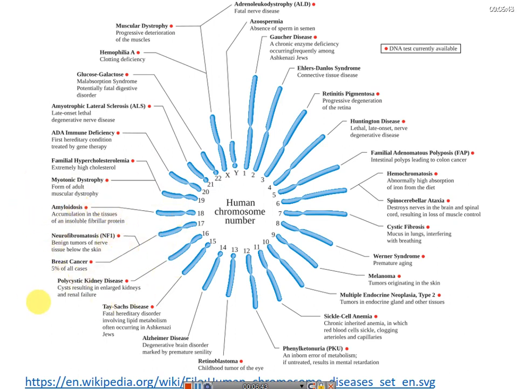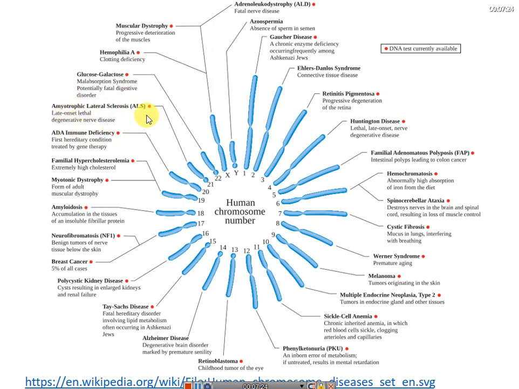Okay, so fibrillar protein starts accumulating in tissues. Then myotonic dystrophy, where in adults muscular dystrophy starts. Then familial hypercholesterolemia is also having its genes linked to chromosome 19, that results in extremely high cholesterol in the individual. ADA immune deficiency, we did a study about it, where it was the first hereditary condition for which gene therapy was devised. And then there is amyotrophic lateral sclerosis, a late onset lethal degenerative nerve disease.